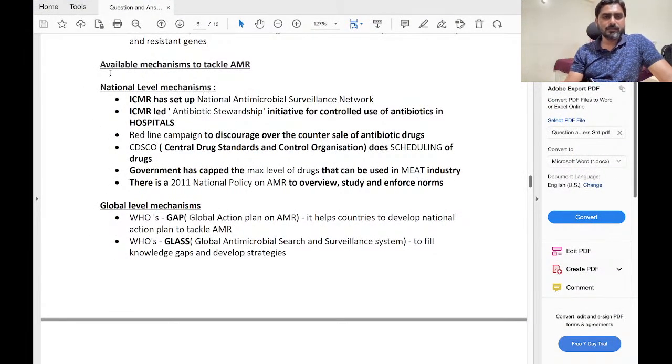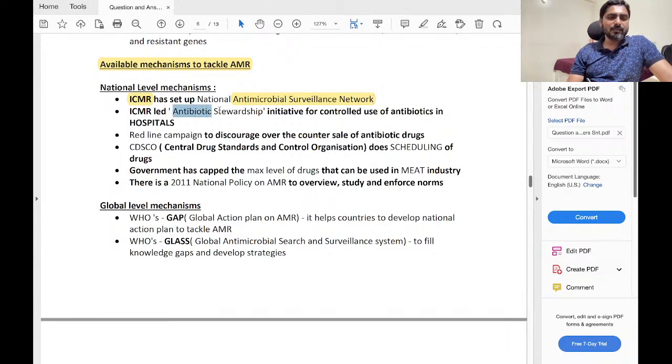Okay, so in this you can see the available mechanisms. Let me just highlight it. So we have national level mechanisms and then we have global level mechanisms. In national level mechanisms, we have ICMR. This is a body which has now become very popular. It has set up a national antimicrobial surveillance network, a network which has been set up to keep a surveillance over this.